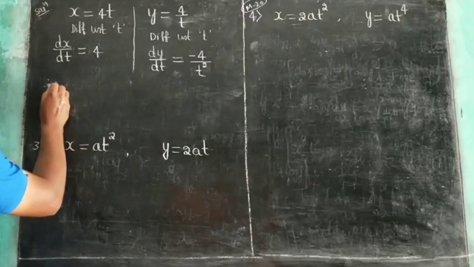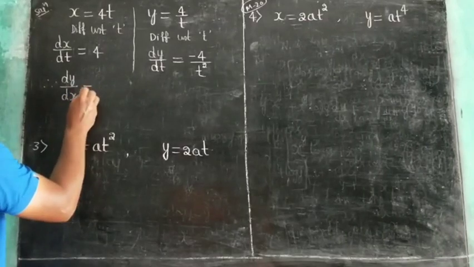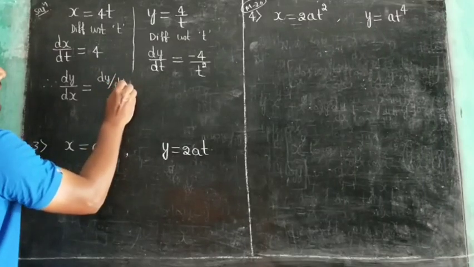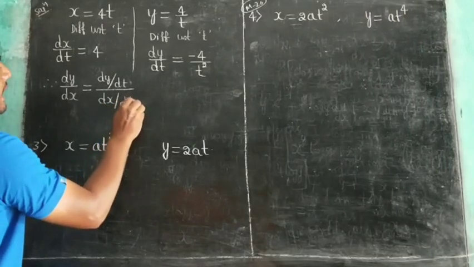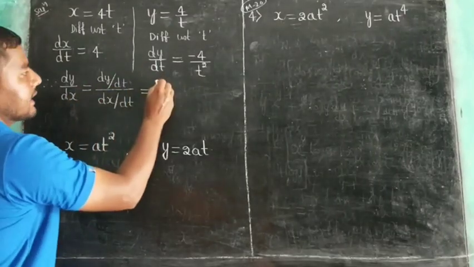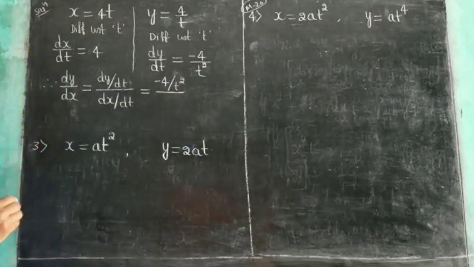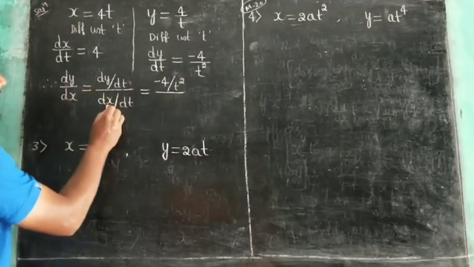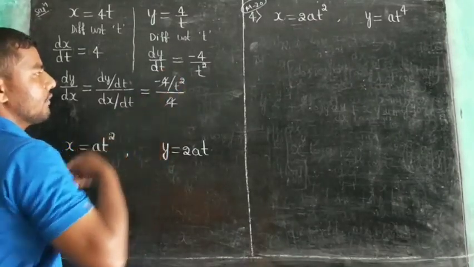Therefore, write down the formula in terms of t. dy divided by dx is equal to dy divided by dt, whole divided by dx divided by dt, is equal to dy divided by dt, which is nothing but minus 4 divided by t square, whole divided by dx divided by dt, which is nothing but 4. Here the numerator is 4, 4 are cancelled.